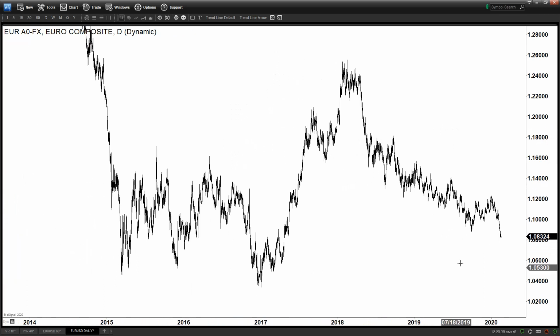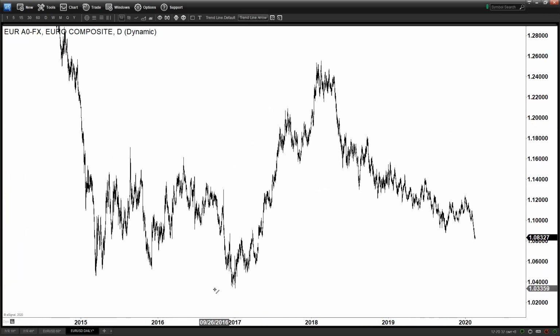Now if we take a look at the euro here, we formed a major low in January 2017, and then we topped out in February 2018, right? So this is a 1 year kind of move. At a glance, this one does look like 5 waves. You can label it as 5 waves.